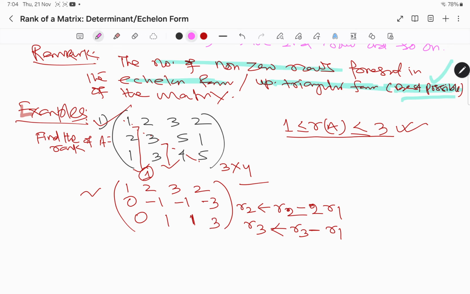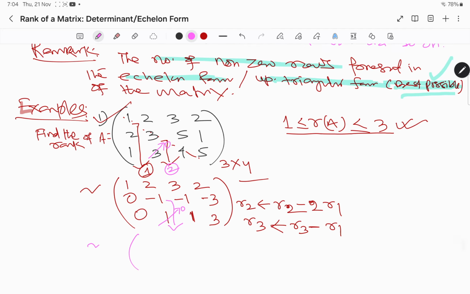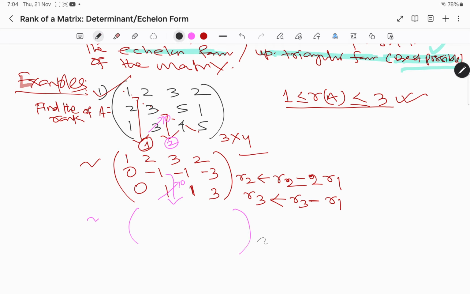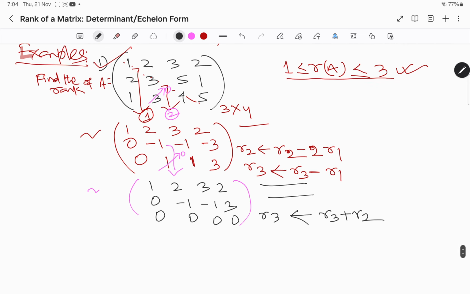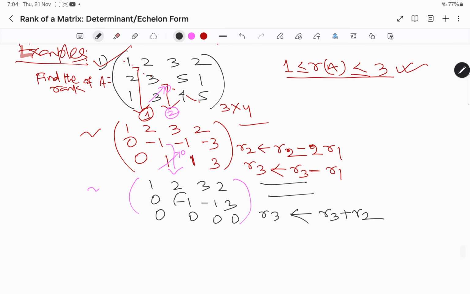Then my second step is here. Now I use this to bring this 0 here. I want to bring this 0 here. So if I simply add this row, since the operation is performed at R3, I write at the side of R3 here. So it is simply R3 plus R2. If I add it, row 1 remains as it is, 1 2 3 2, row 2 remains as it is, 0 minus 1 minus 3, and now row 3 will be 0 0 0 0. Okay. So now it is not in echelon form because here I have a minus 1, but it is in upper triangular form, the best possible upper triangular form.